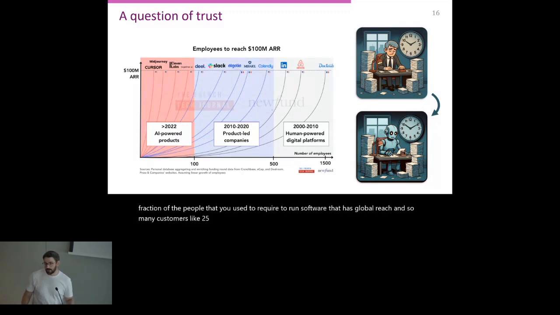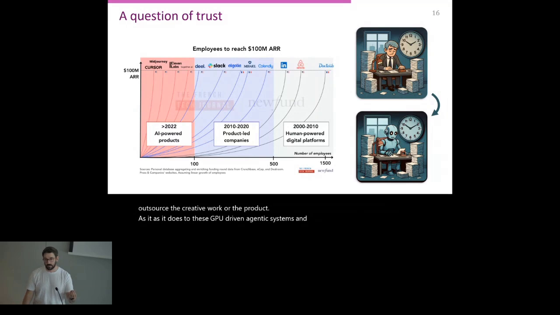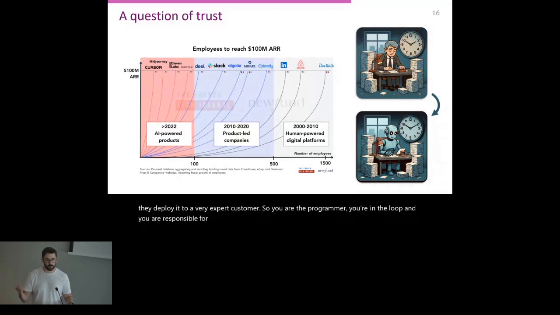And the reason that they can do this is because they outsource the creative work, or the product as it does, to these GPU-driven agentic systems. And the clever thing that they do is that they deploy it to a very expert customer. So you are the programmer, you're in the loop, and you are responsible for determining whether the code that it wrote is any good, and you want to deploy it to your production setting.